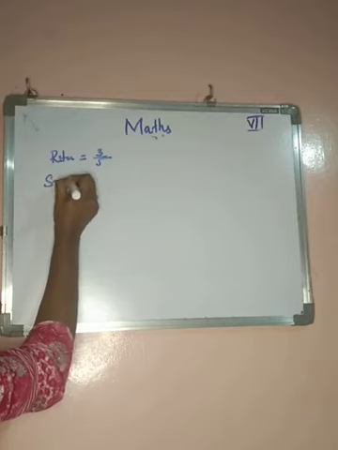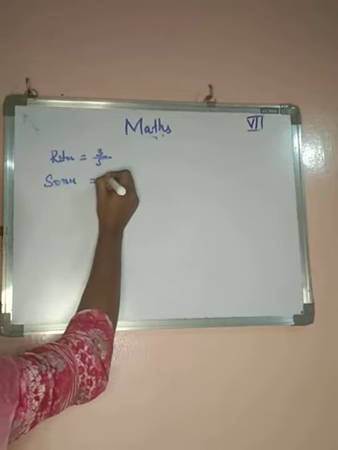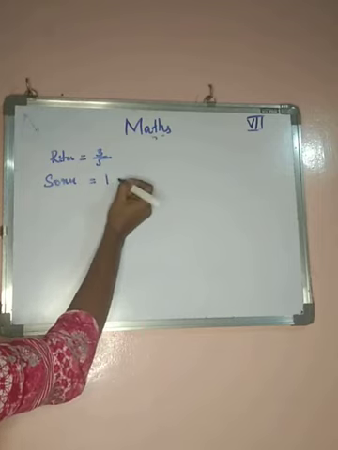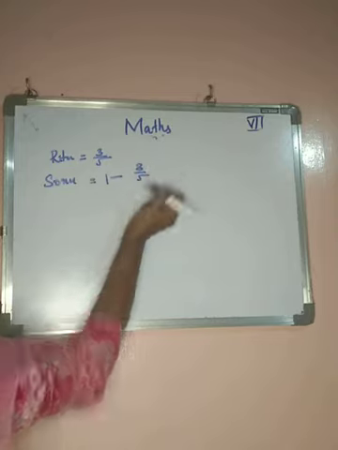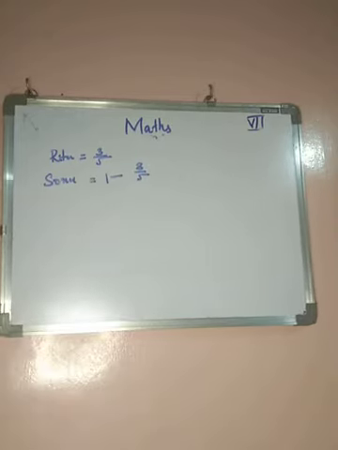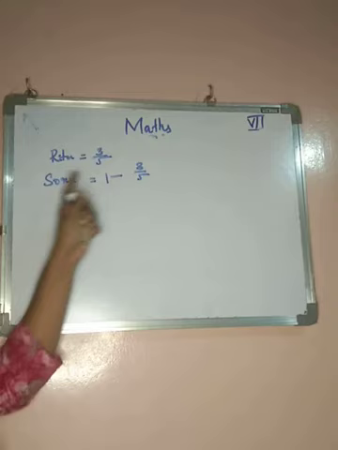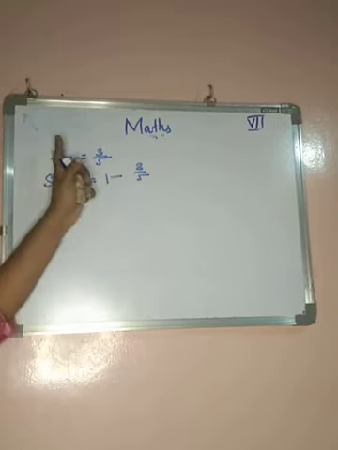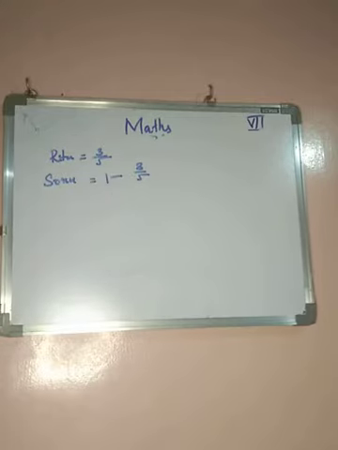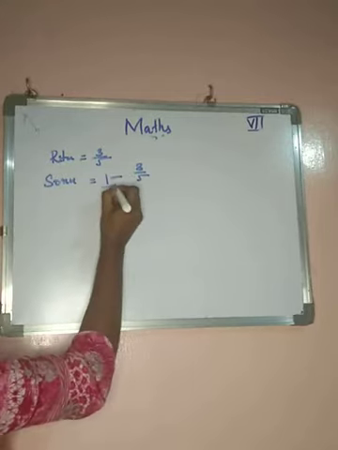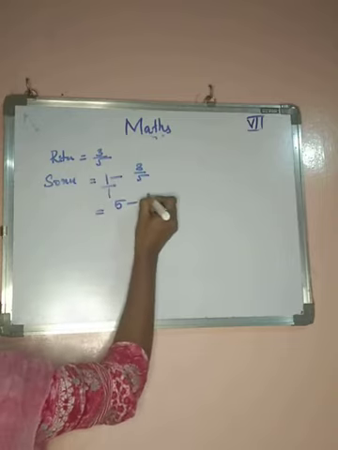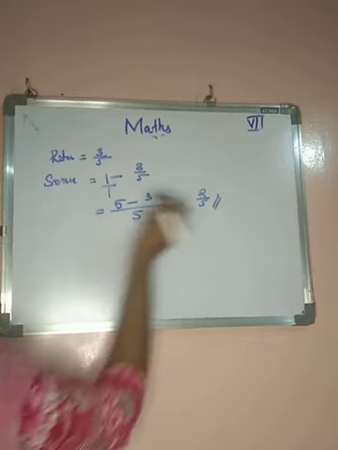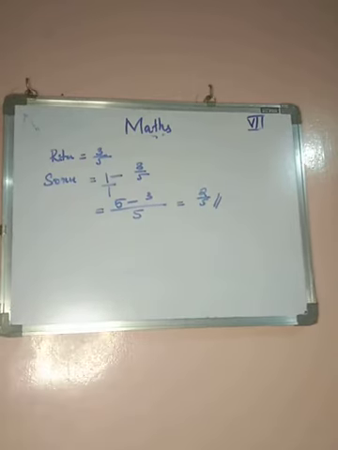Sonu ate the remaining, the balance. So there was one full apple, and from it Ridu ate 3/5. The part of the apple eaten by Sonu is the remaining. Cross multiplying, 5 minus 3/5, we get the answer 2/5. So the part of the apple eaten by Sonu is 2/5.